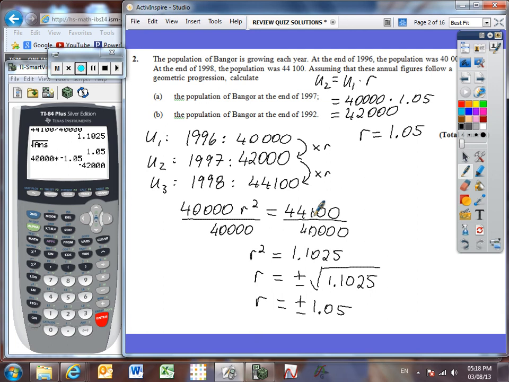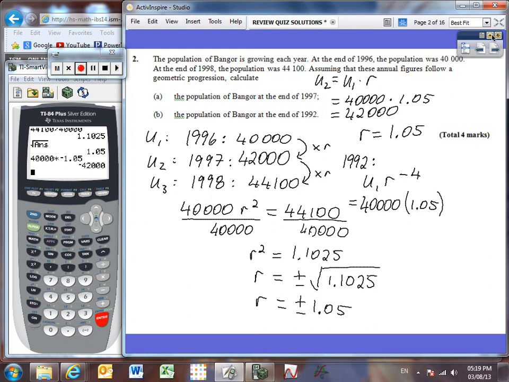So what about moving 4 years in the past? Well, it turns out that in 1992, we can figure out the answer. It would be U1 times r to the negative 4, because we're moving 4 years earlier than the 1996. And so there's the 1996 population of 40,000. I need to multiply by the growth rate, but it's being taken to the power of negative 4 because we're moving 4 years into the past.